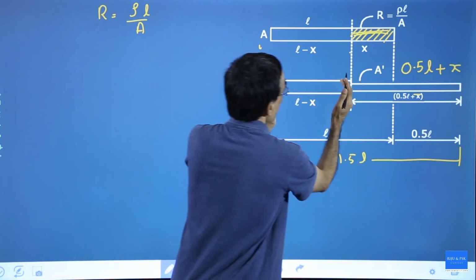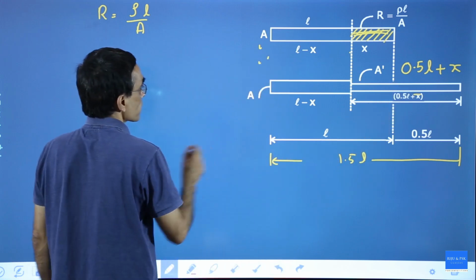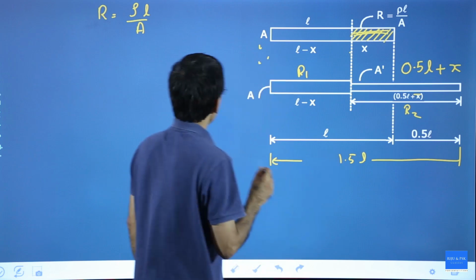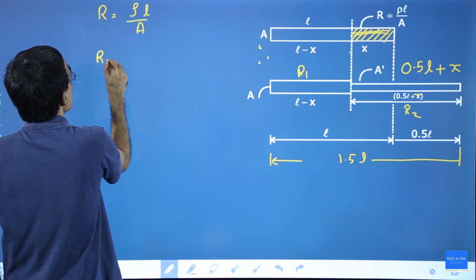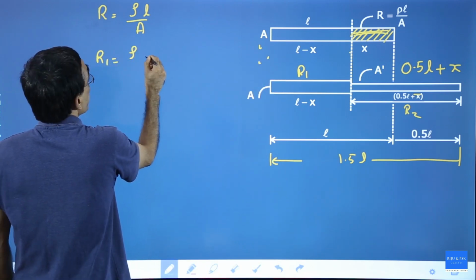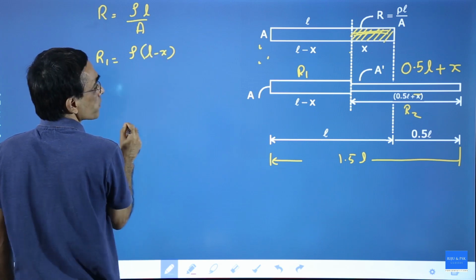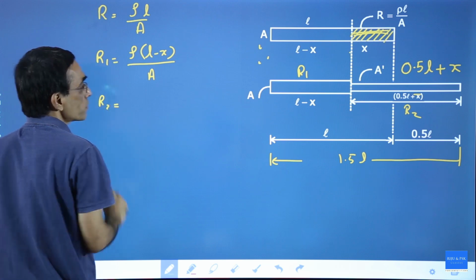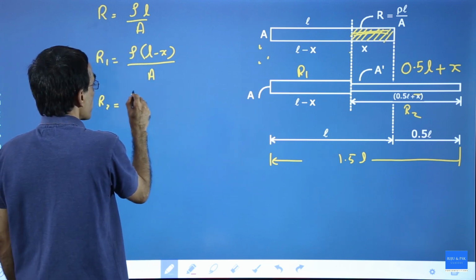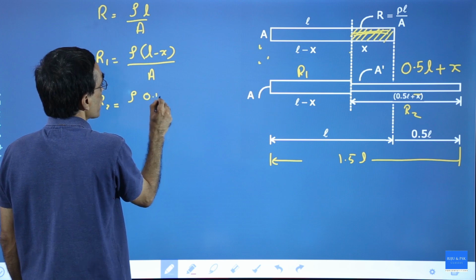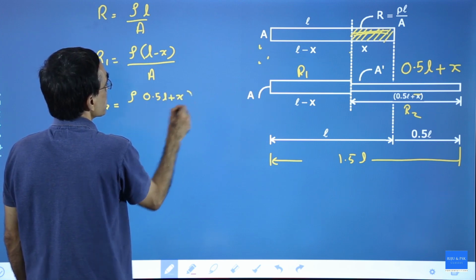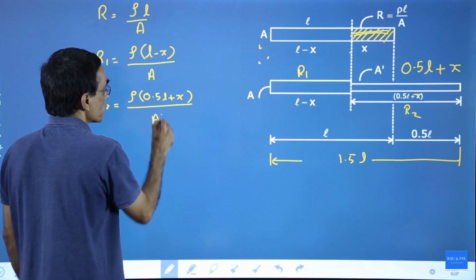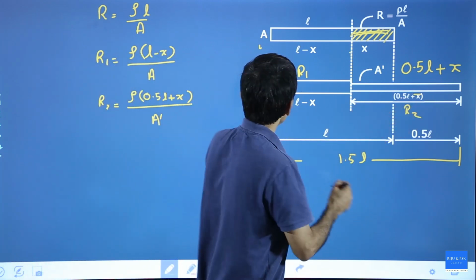Now you can see this part has a resistance, that part also has a resistance. If I call this resistance R1 and this portion R2, how to find R1? R1 is nothing but rho into L minus X divided by A. Area is the same. What is R2? R2 is that part. Its rho is the same. Its length is 0.5 L plus X, divided by its area A dash. Its area is A dash because the area decreased.